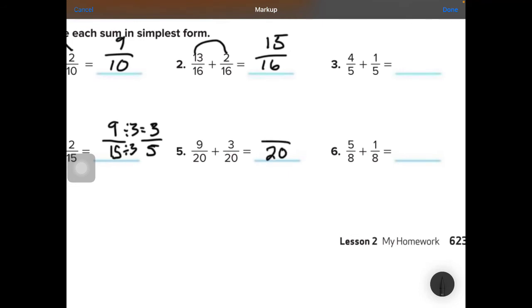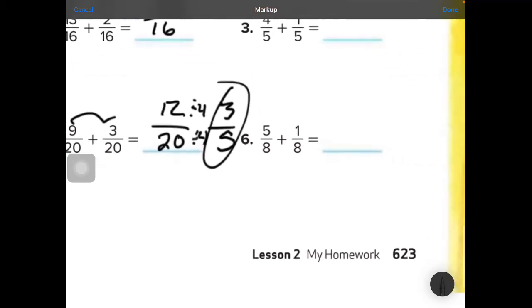Number 5, 20, 9, 10, 11, 12. 12/20. And they're both even. So let me look at these. What can I go into both of those? 4 would be 3. If I divided this by 4, that would be 5. 3/5 is my answer right there.